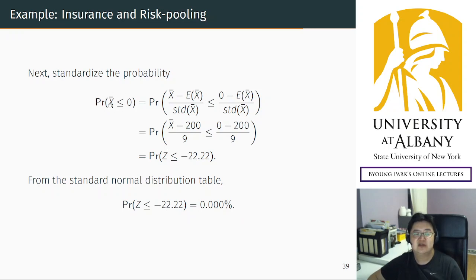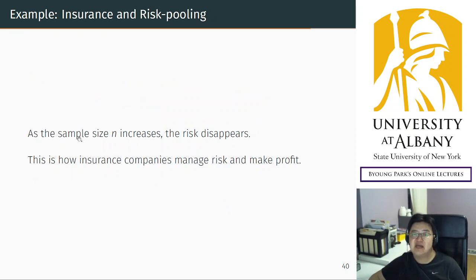So X bar was the average profit per policy, which is 0, right? The insurance company has no risk in the end, as long as the sample size is large enough, right? This is an illustration of how the insurance market works, or how risk pooling works, based on the law of large numbers and the central limit theorem. Isn't it interesting?